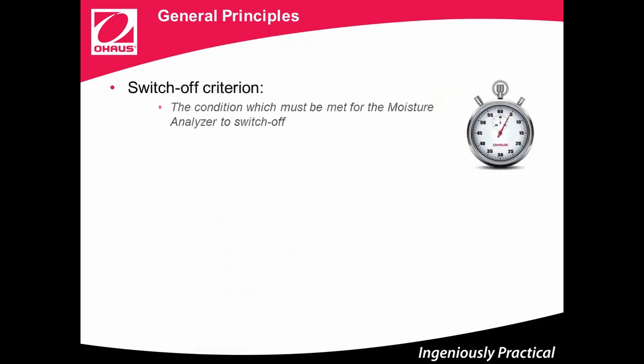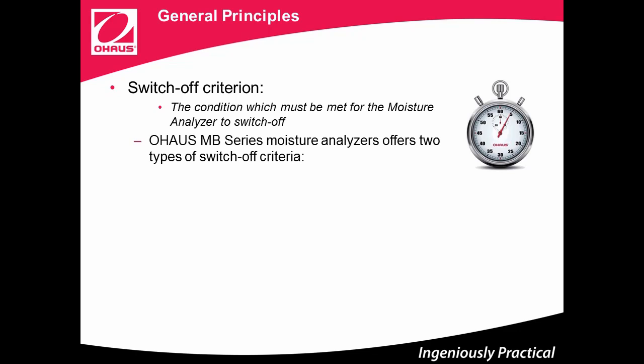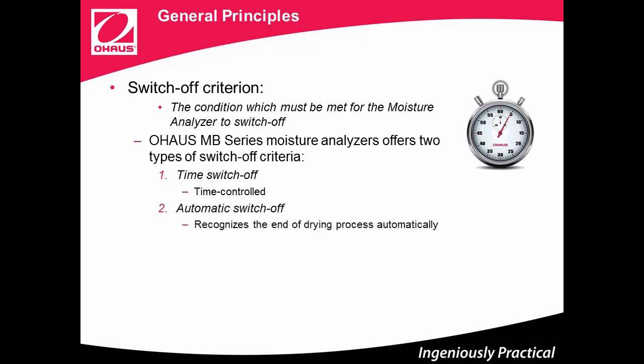Switch-off criterion. A switch-off criterion is the condition which must be met for the moisture analyzer to switch off, ending the drying process and displaying the results. OHAUS MB Series moisture analyzers offer 2 different types of timers or switch-off criteria. These 2 types of switch-off criteria are: time switch-off. The moisture analyzer is time-controlled, and it stops the drying process when it reaches a set time. Automatic switch-off. The moisture analyzer determines the end of drying process by checking if the weight of sample is constant over a set time. For example, weight changes less than 1 milligram over 60 seconds.